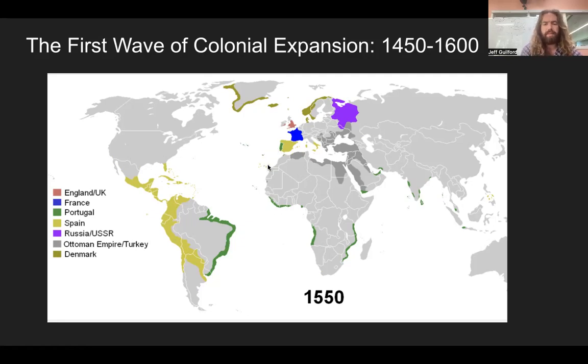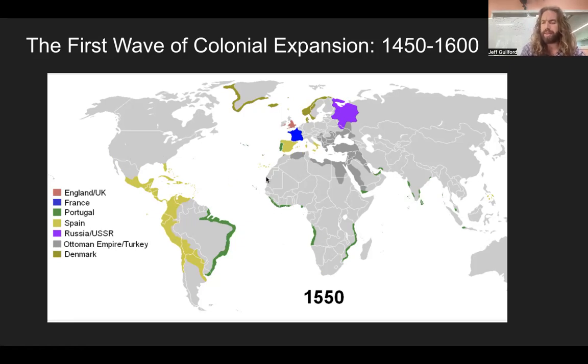Portugal, in the meantime, has been focusing on exploring around the coast of Africa and setting up trading posts. They have set up trading posts in West Africa, East Africa, and they've also taken over crucial trading posts in the Middle East, India, and Indonesia, or what was then called the Spice Islands. So that's the first wave of colonial expansion.